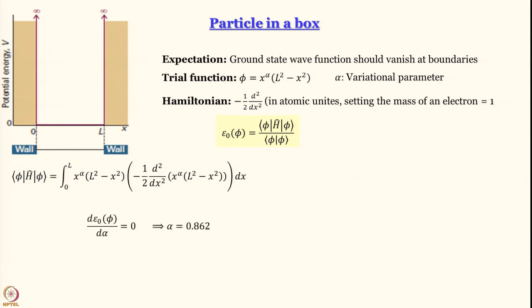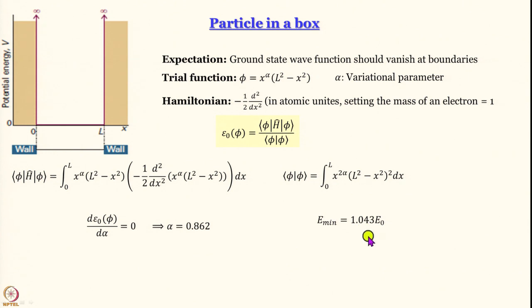So, if you do that tedious calculation, and then equate d epsilon 0 d alpha to 0, it turns out that the value of parameter alpha is 0.862, when the minimum in epsilon 0 is obtained with respect to alpha. So, the wave function finally becomes phi equal to x to the power 0.862 multiplied by L square minus x square. Okay, I got the animation wrong, but that does not matter. Now, E min, if you put this value and work out the expression of epsilon 0, turns out to be 1.043 multiplied by E 0. So, I have jumped perhaps 40-50 steps here. I am just showing you the final answer.